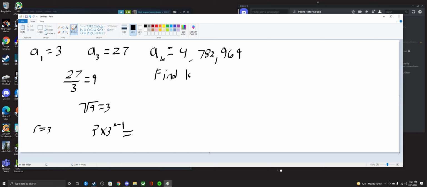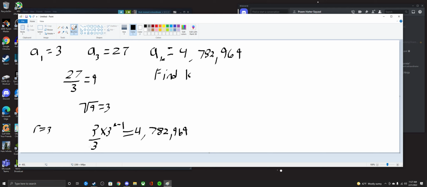But this time, instead of plugging in k and seeing what that gets us, we know what it will get us, which is 4,782,969. Now we're looking for what k actually is. So this is a simple equation we can solve.